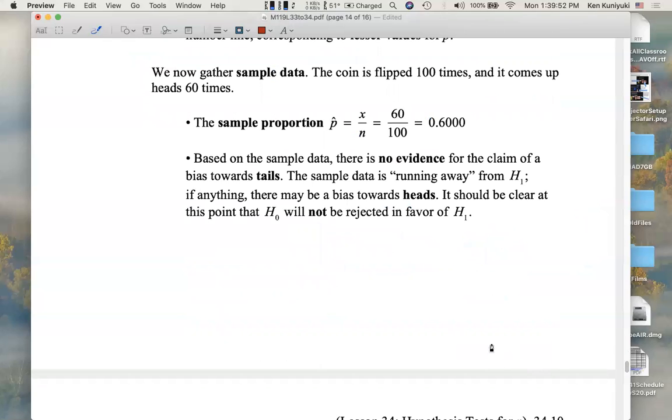We now gather sample data. 60 out of 100 this time. 60 heads out of 100 flips. P hat is 0.6000. Well, wait, hold on. Before we go on computing things, hold on. We got 60 heads out of 100 flips?